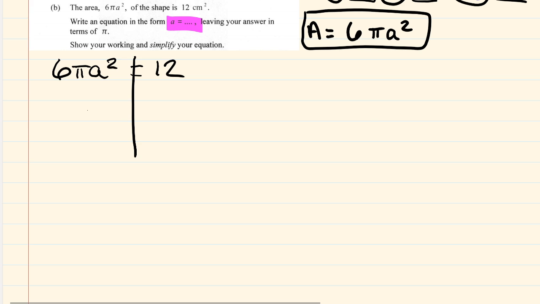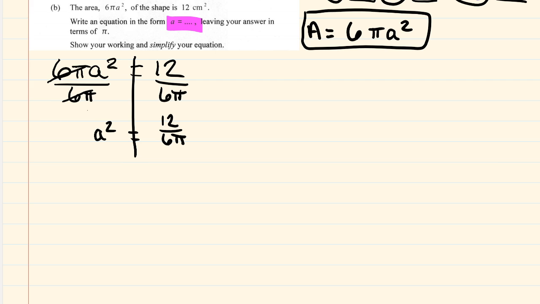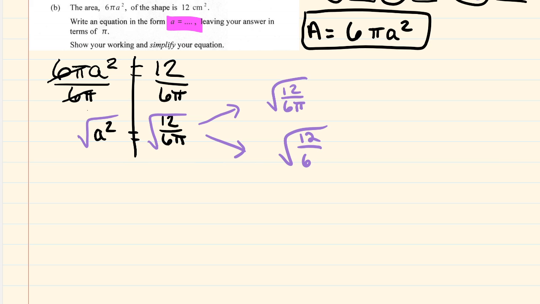So to get A by itself, I'm going to divide out the 6 pi. To get rid of multiply 6 pi, I'm going to divide it. They cancel each other out. So I've got A squared equals 12 divided by 6 pi. To get rid of a square, we use square root. Now, normally when you square root something, it gives you two answers, like the square root of 12 over 6 pi positive, and then also the negative version of that.